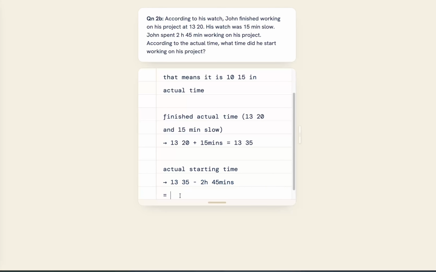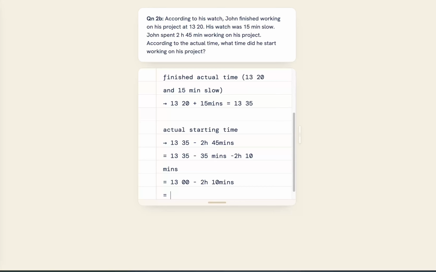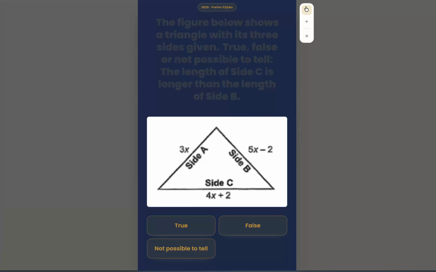So his actual starting time is basically 13:35 minus 2 hours and 45 minutes. We can break this down. It's 13:35 minus 35 minutes, minus 2 hours 10 minutes. This leaves us with 13:00 minus 2 hours and 10 minutes. Minus 2 hours will be 11:00, minus 10 minutes. That will leave us with 10:50 hours. There you go.